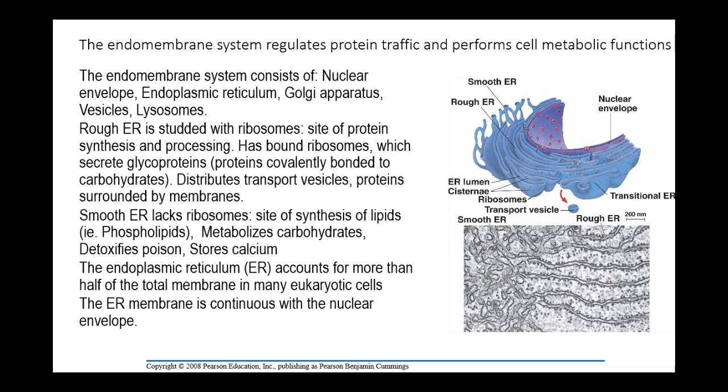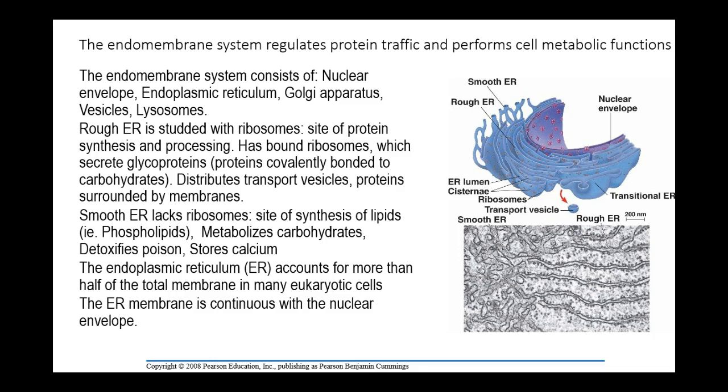The ribosomes are bound to the membrane, and the proteins that tend to be created by the endoplasmic reticulum are glycoproteins. So they're proteins that are bonded to carbohydrates. This is because these proteins, as I said, are going to be excreted by the cell, and being bound to carbohydrates facilitates the fact that they're going to be turned into transport vesicles.